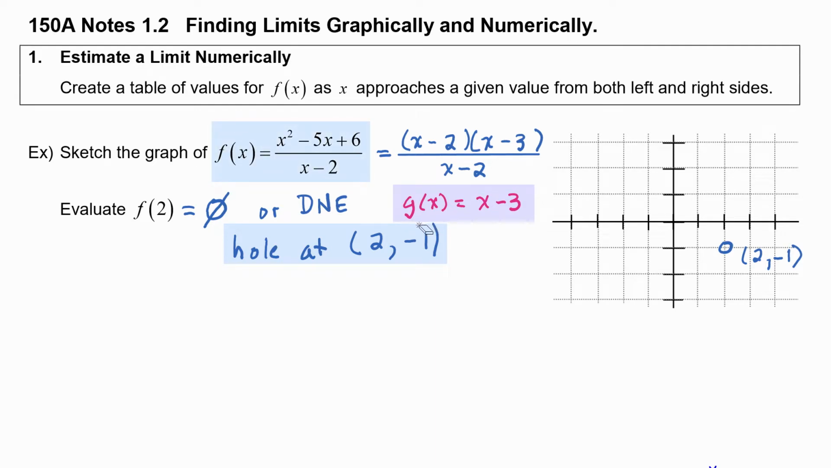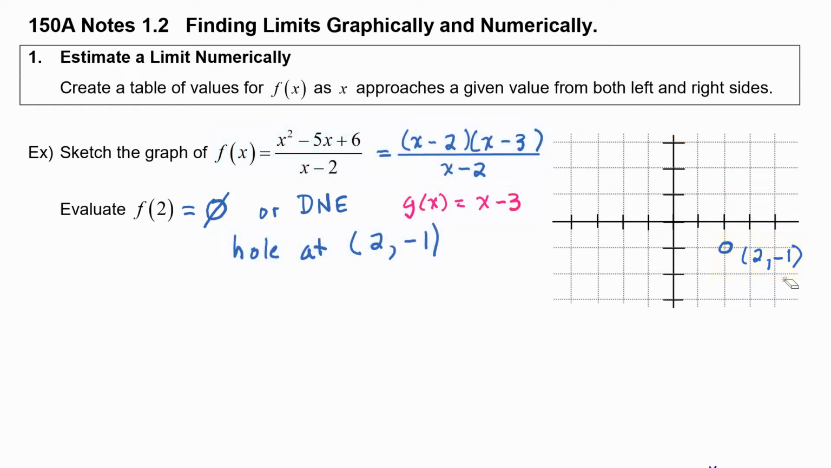We had to give it a different name because f of x equaling this function, which factors to this form, is not the same as g of x. It's almost the same as g of x. The graph of g of x and the graph of f of x are identical, except that f of x has a hole at the point 2, negative 1, and g of x would not have that hole.